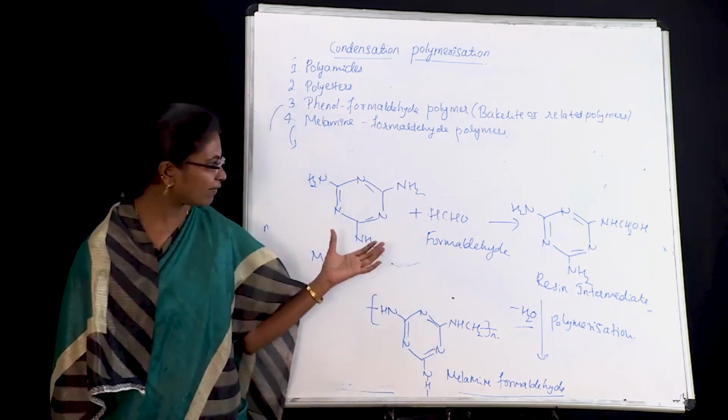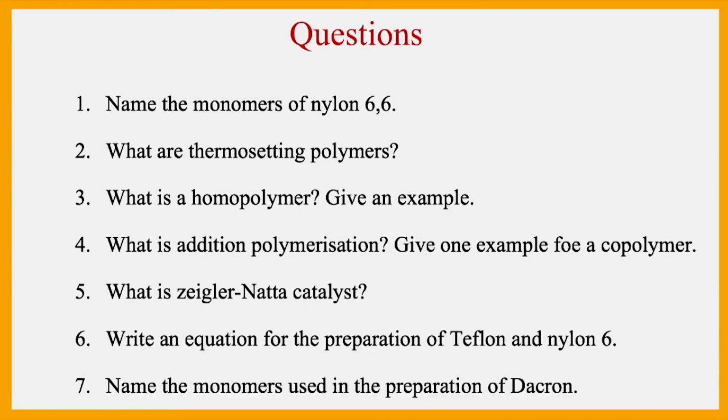So, I will give some assignment now. Questions: the first question is name the monomers of nylon 6,6. There are 2 monomers used in nylon 6,6, just give the names of those monomers. The next question is what are thermosetting polymers. Just define what is meant by thermosetting polymers. The next one is what is a homopolymer, and give an example. You know we discussed homopolymers and copolymers, so just define what a homopolymer is and give an example for that. And what is addition polymerization? Give an example for a copolymer here.